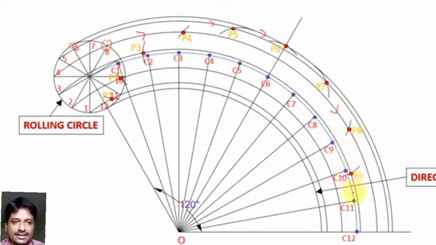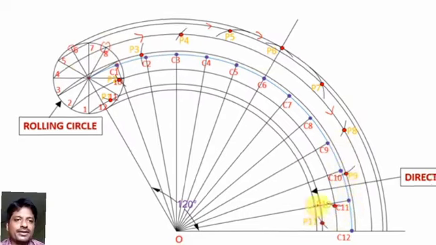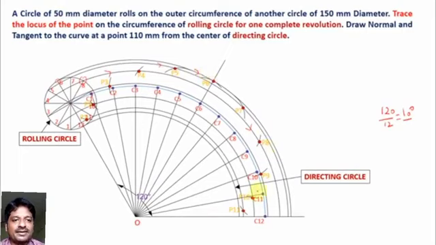I hope you understand how the arcs are being plotted. So we have the points of the epicycloid now. Just join them using freehand and you will get a curve. That curve is nothing but the epicycloid.